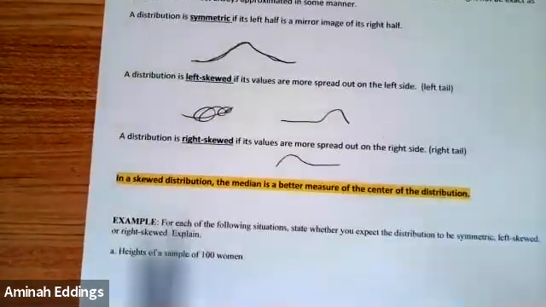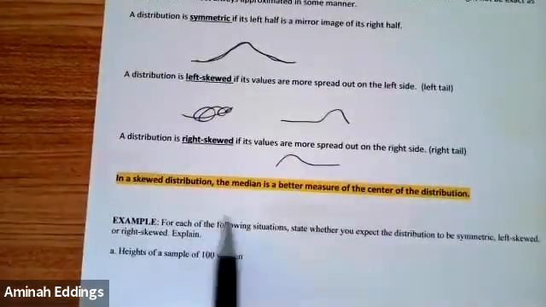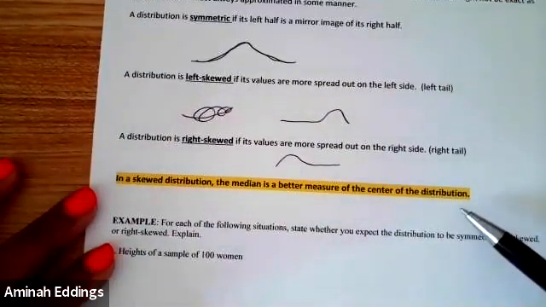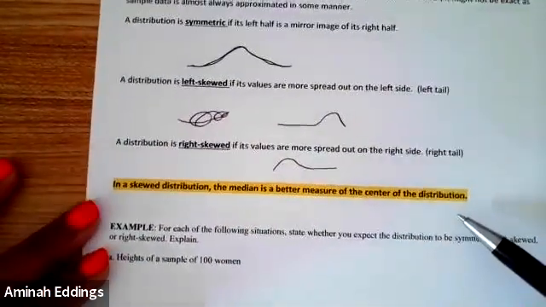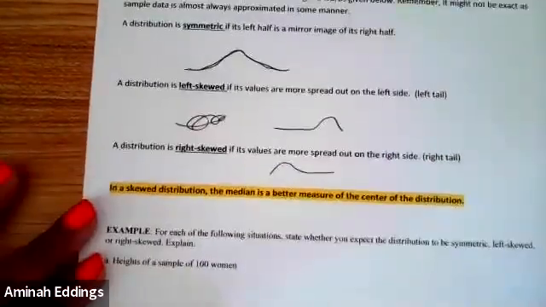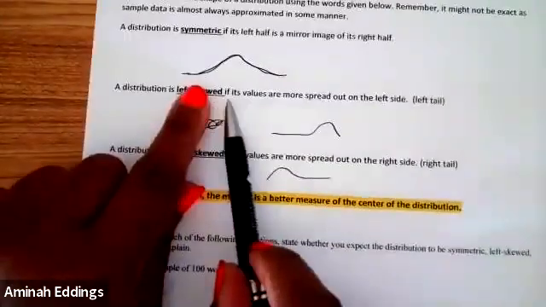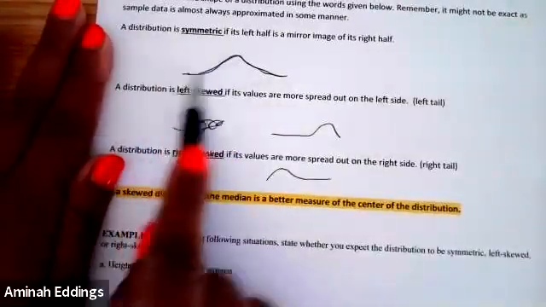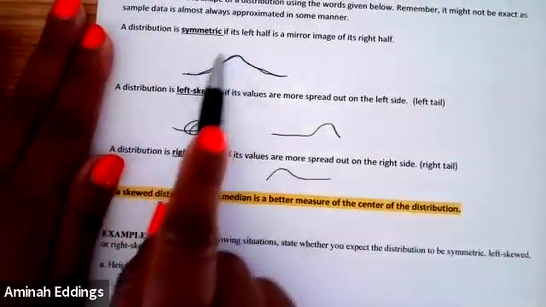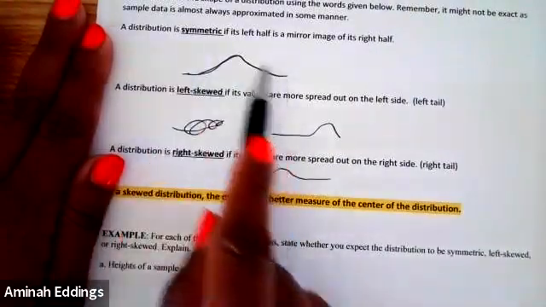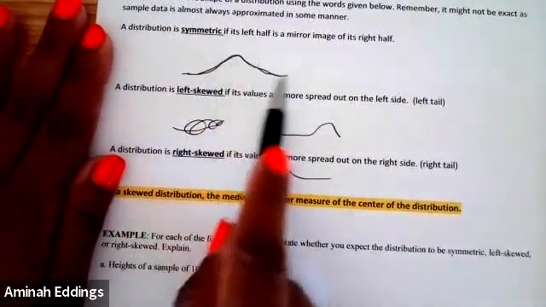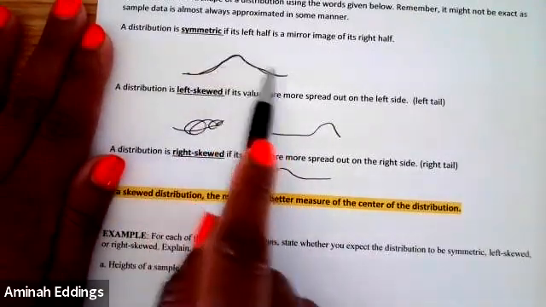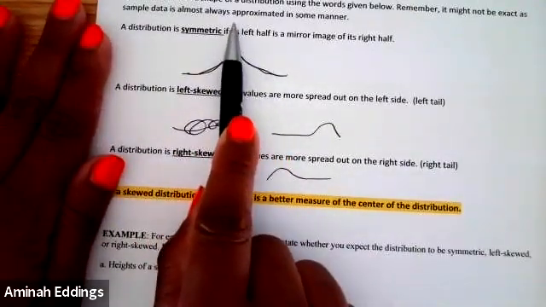All right. So in a skewed distribution, the median is a better measure of the center of the distribution. Think about it: if we're symmetric, that means we have the same amount of data values on the left side, the small end, as on the right end. So we have small, large, about the same amount. That's why we call it symmetric.